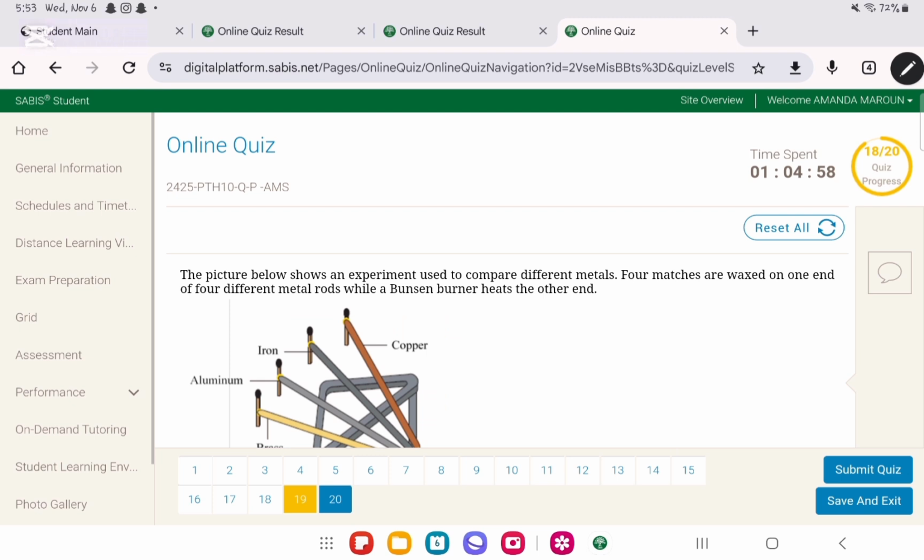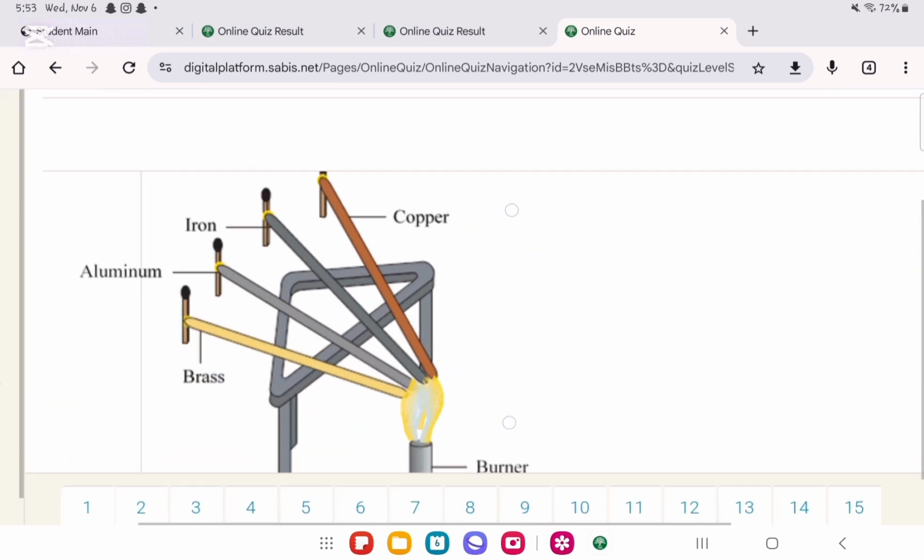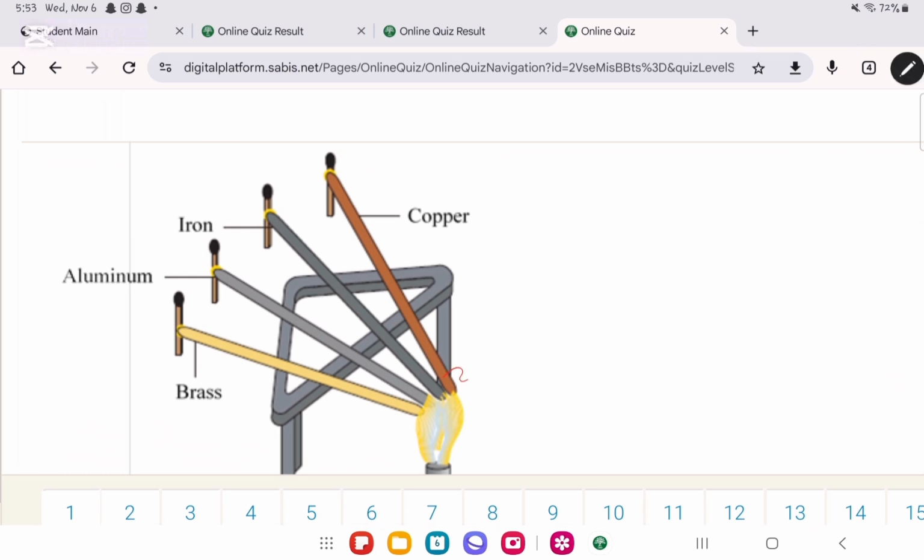Now we move on to question number 19. Again, we have another example. The picture below shows an experiment used to compare different metals. 4 matches are waxed on one end of 4 different metal rods while a Bunsen burner heats the other end. What's going to happen is that by conduction, because all of these are particles, they're so close together, the heat will give kinetic energy to this particle, and then it will give to this particle, and so on. All the particles will have kinetic energy, and then the heat will reach the wax, and the wax will also melt, and when it melts, then the match is going to fall down.